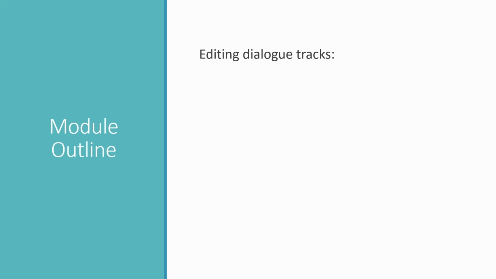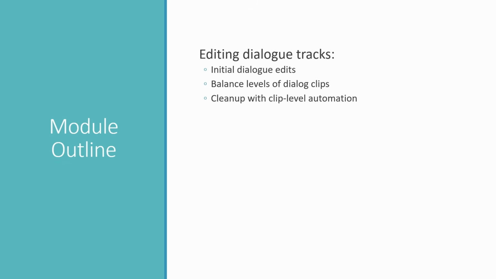So we're going to kick off this module by editing the dialogue tracks. The dialogue is usually the most important thing to be able to be heard clearly in the overall mix. So we're going to perform some initial dialogue edits, such as splitting out different people talking to different tracks. We'll perform some initial balancing of the levels of those dialogue clips, and we'll see how we can use clip level automation to perform surgical cleanup, such as if we have the sounds of lips smacking. We'll also go and apply micro fade ins and fade outs to make sure we don't have any annoying clicks or pops. We'll also look at adding some noise reduction for vocals.